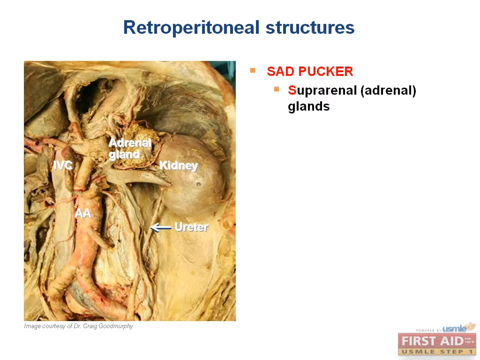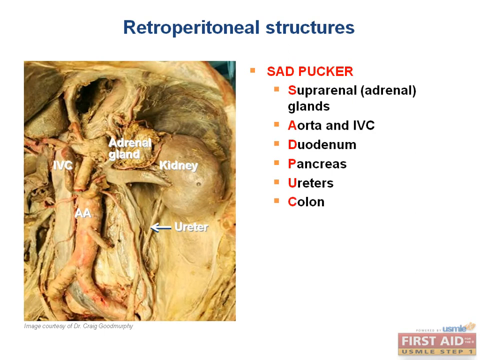The S stands for the suprarenal or adrenal glands. The A is for the aorta and the IVC. D is for the duodenum, the second and the third parts. P is for the pancreas minus the tail. U is for the ureters. And C is for the descending and ascending colon. K is for the kidneys. E is for the esophagus, specifically the lower 2/3 of the esophagus. And finally, R is for the upper 2/3 of the rectum.